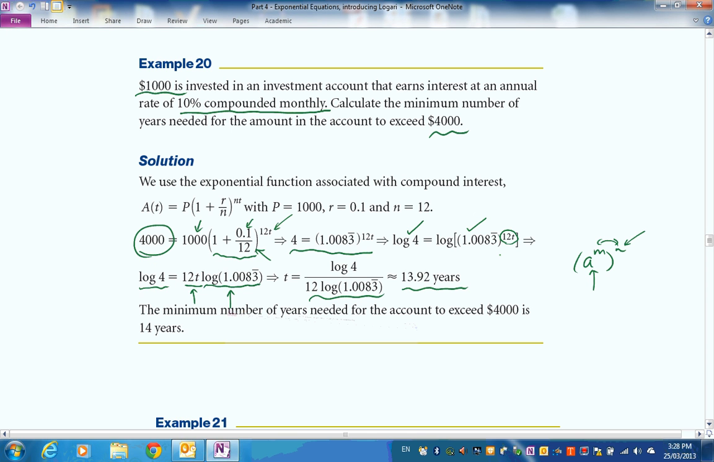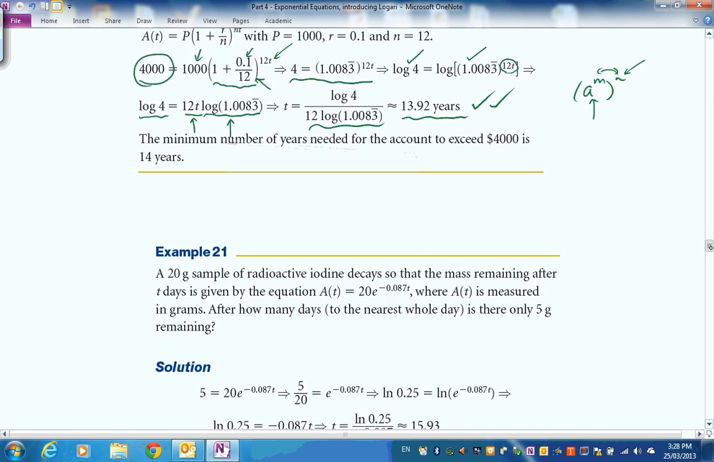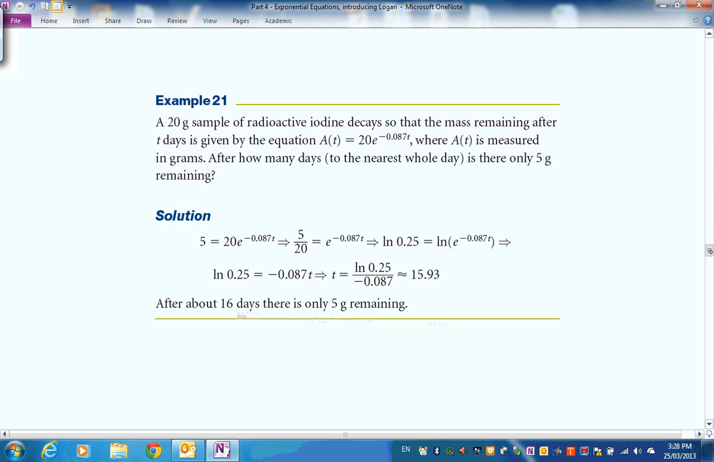Just looking at that, a minimum number of years needed for the amount. Oh no, that's okay. We've timesed it by 12 here, so that's good. T is in years because we've multiplied the number of periods by 12. Very good. Can we go down and do another one? I think we're coming to the end now.